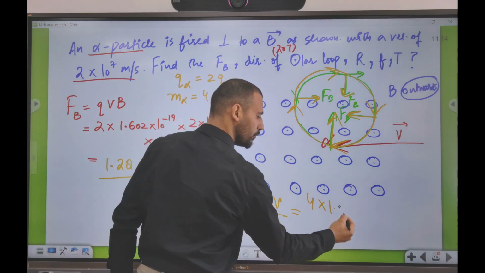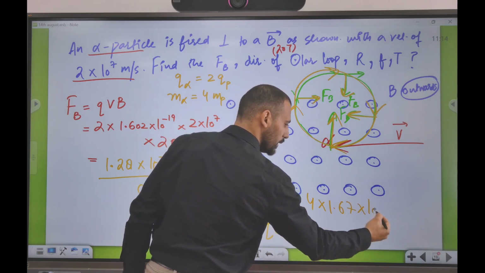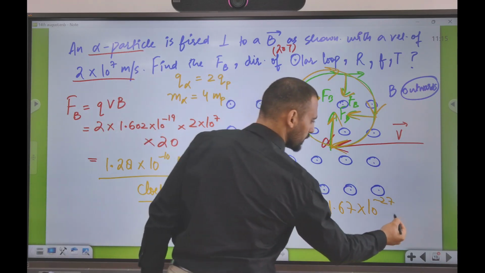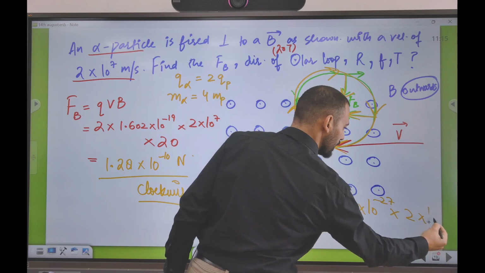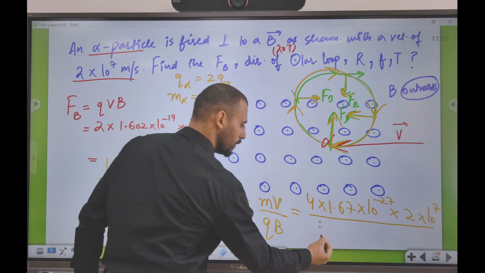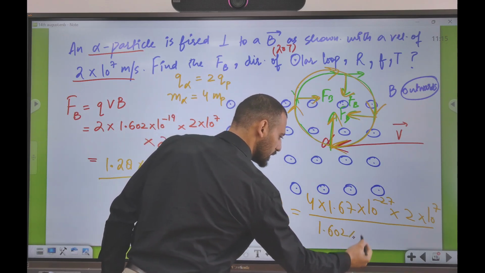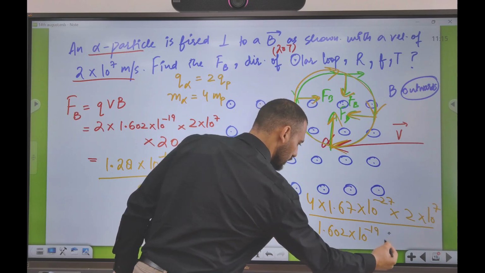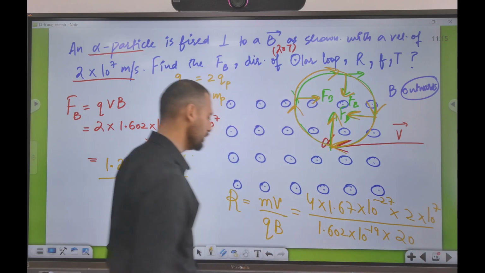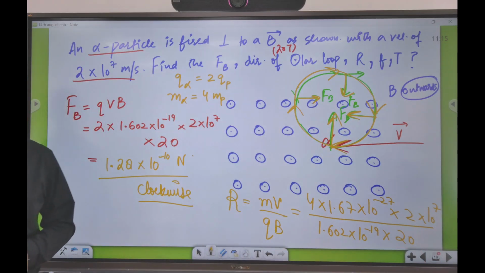What is the mass of proton? 1.67 times 10 to the power negative 27, isn't it? Times the velocity. What is the velocity? 2 times 10 to the power 7 upon charge 1.602 times 10 to the power negative 19 times the magnetic field, which is 20. Find me the value of the radius. Come on.